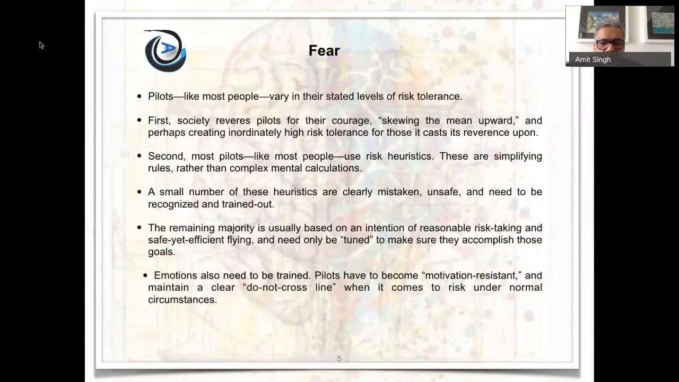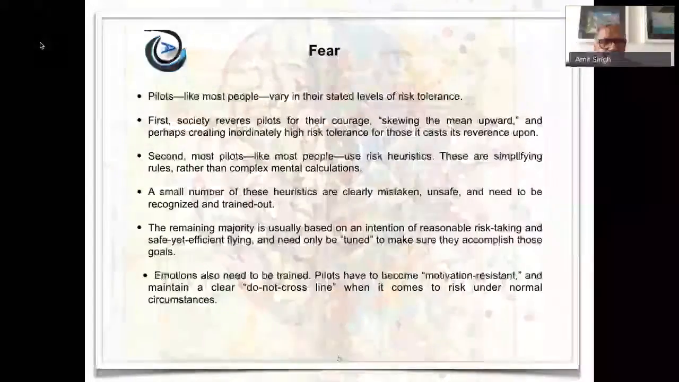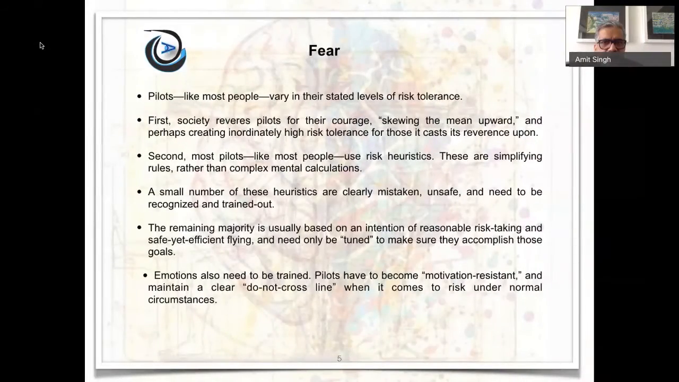Emotions also need to be trained. There are certain pilots who are highly motivated, over motivated. They tend to take extra risk. So these highly motivated pilots need to be identified and again put back in training to ensure that they do not cross the line when it comes to risk under normal circumstances. If it is an abnormal situation and if it is justified, you can take certain degree of risk, but under normal circumstances, there is no need. The SOP does not allow you to take risks.